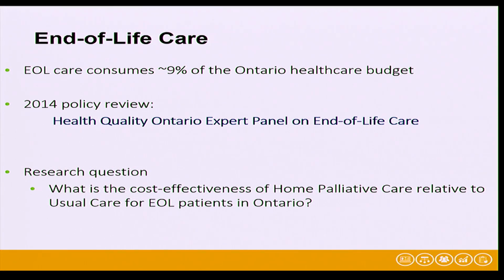So the question we looked at was, what is the cost effectiveness of home palliative care relative to usual care for end-of-life patients in Ontario? Home palliative care is a comprehensive bundle of care that is an organized set of interventions delivered by an advanced practice nurse, a palliative care physician, and a social worker as well, and palliative care that's delivered in the home.